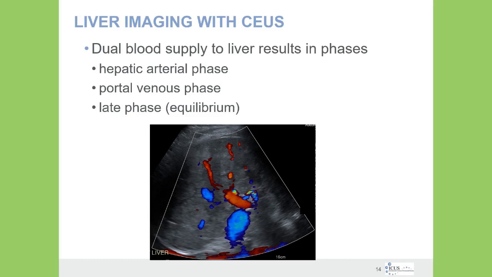Before we actually look at ultrasound images with contrast, let's review the blood supply to the liver. The liver has a dual blood supply. The hepatic artery brings blood to the liver first, and then the portal venous system drains blood from the intestines and brings that blood to the liver secondarily. This blood will be distributed throughout the hepatocytes. This leads to three phases that we see on multiphasic CT as well as on ultrasound contrast. We have a hepatic arterial phase, followed by a portal venous phase, followed by a late phase, which is sometimes referred to as an equilibrium phase as well.